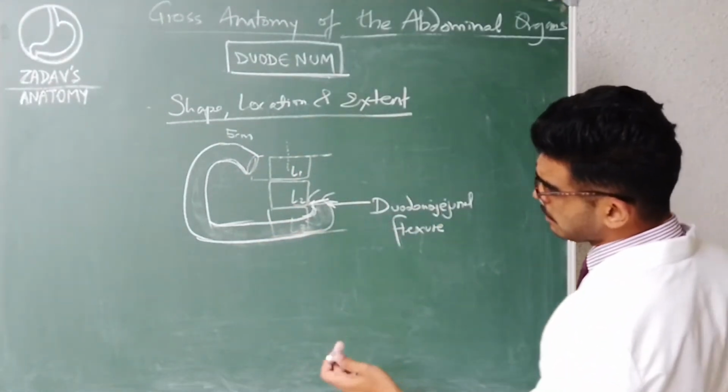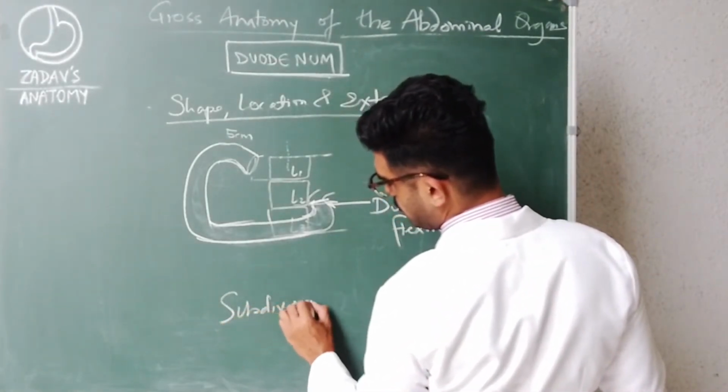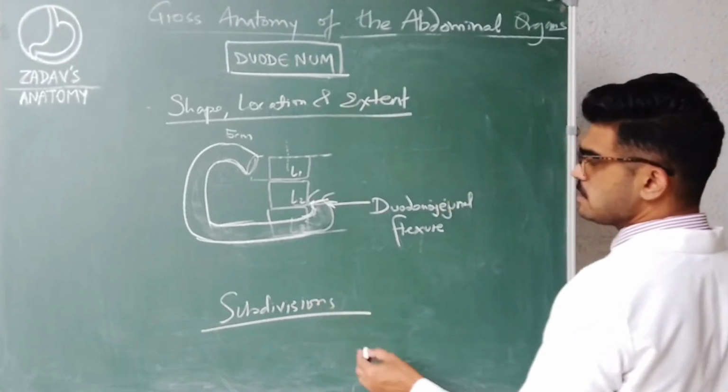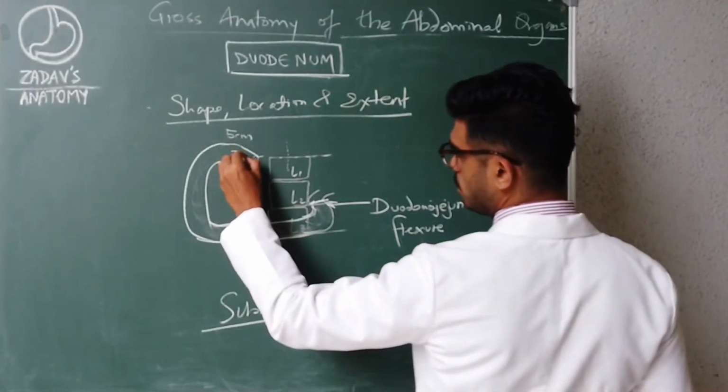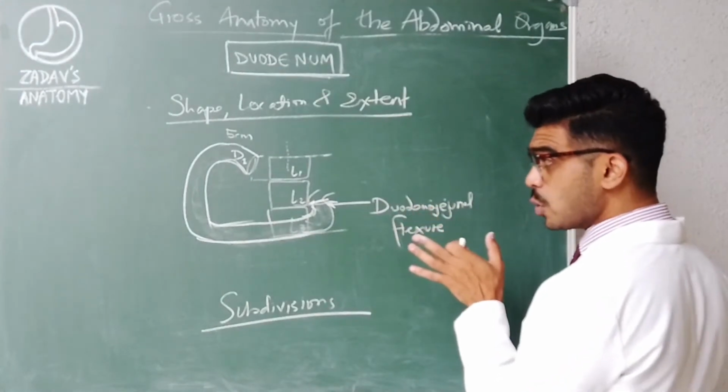And if you want to do the subdivisions, and we might as well get them right here, it has the first part, and I'm going to call that D1, which extends, as I said, towards the right and also backwards.